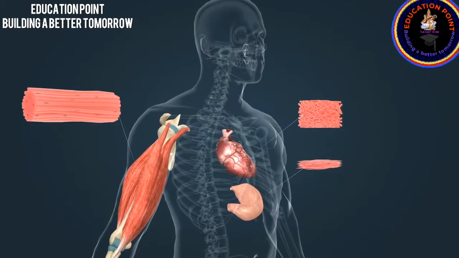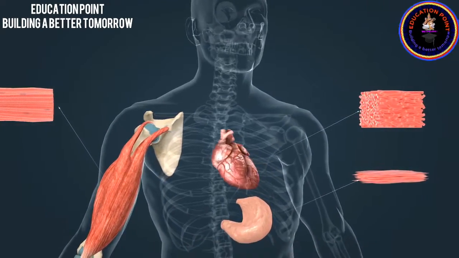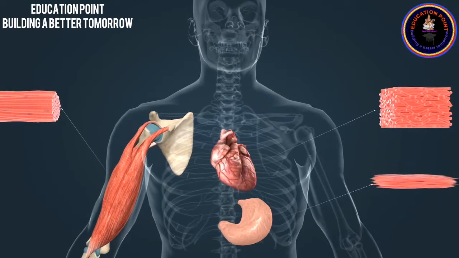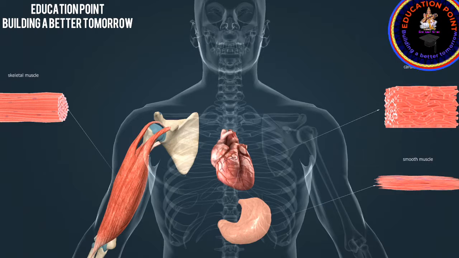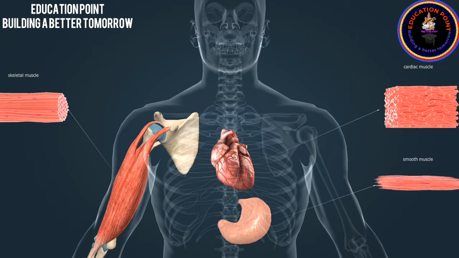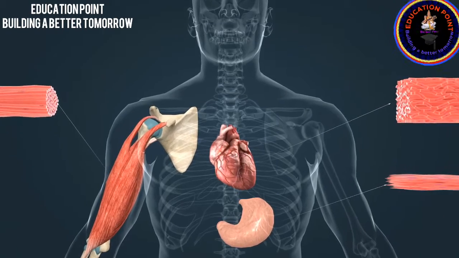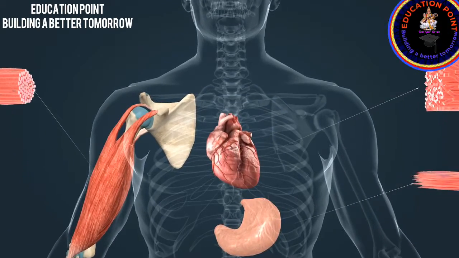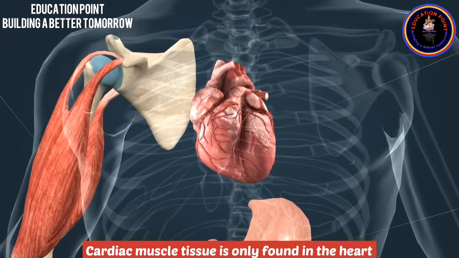A common property of muscles is the ability to contract due to muscle proteins. The three types of muscle tissues in the human body are the smooth, the skeletal, and the cardiac muscle tissues. Smooth muscle tissue can be found in our internal organs. Skeletal muscle tissue makes up our skeletal muscles, and cardiac muscle tissue is only found in the heart.